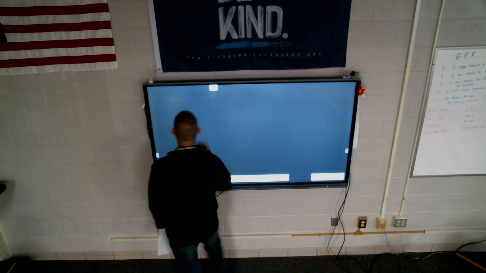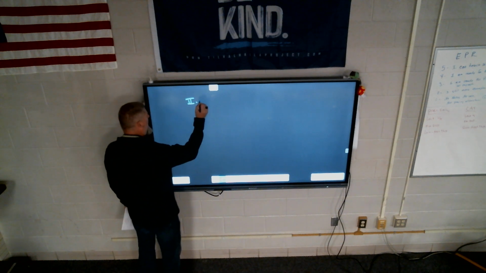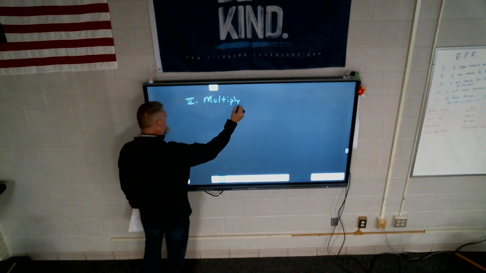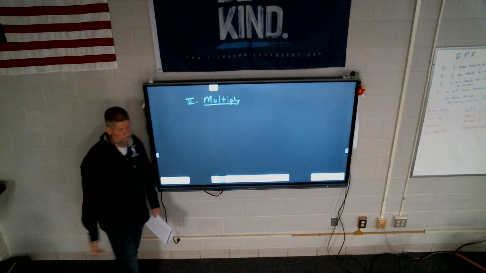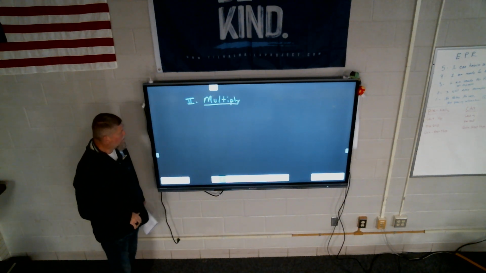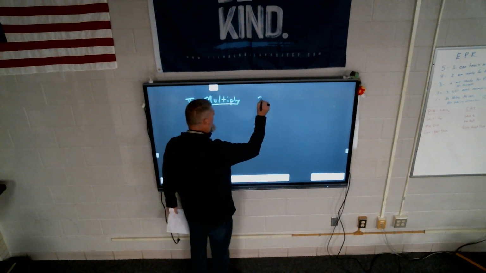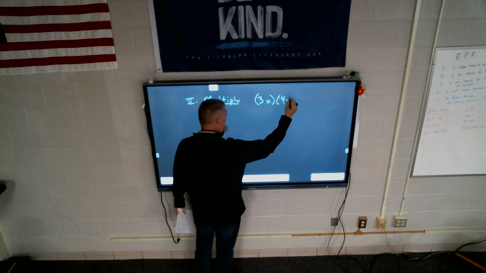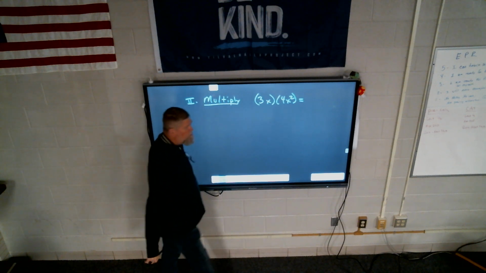Number 2. Do you have to have like terms in order to multiply? No, you can multiply any terms together, that doesn't matter. So absolutely, you can multiply any terms together. So if I had something like 3x times 4x squared, I think we did this the other day with our rules of exponents, right?